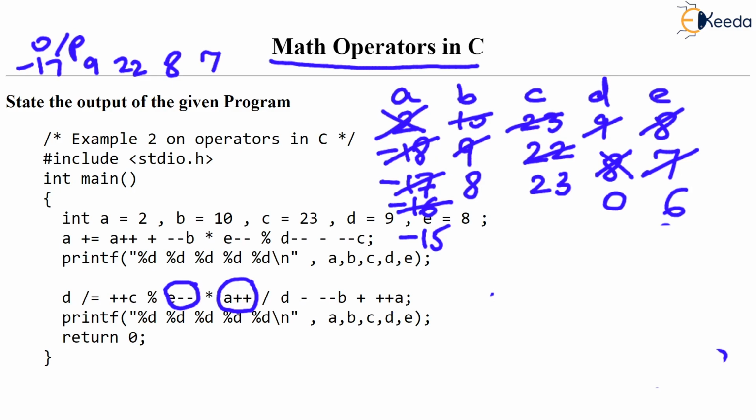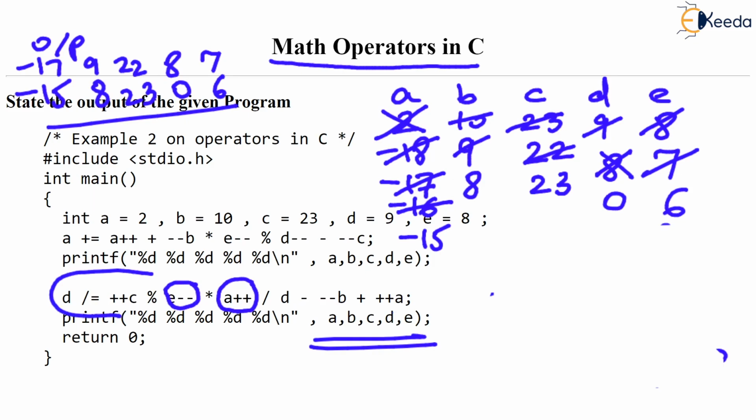So these are the latest values which are printed here. So A is minus 15 will be printed. Then B is 8. Then C is 23. Then D is 0. And E is 6. This is the second output. I hope you have understood how to solve this plus equal to and slash equal to operators. By the way, this is the output of the given program. Thank you very much.